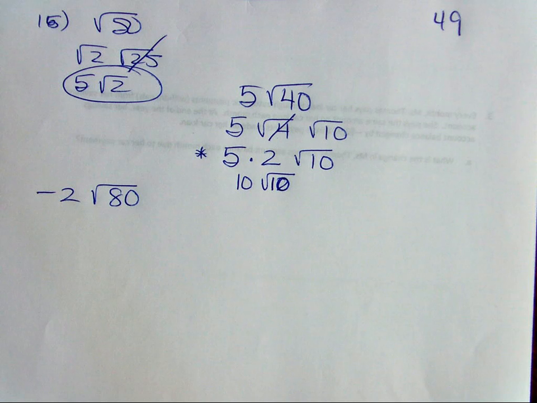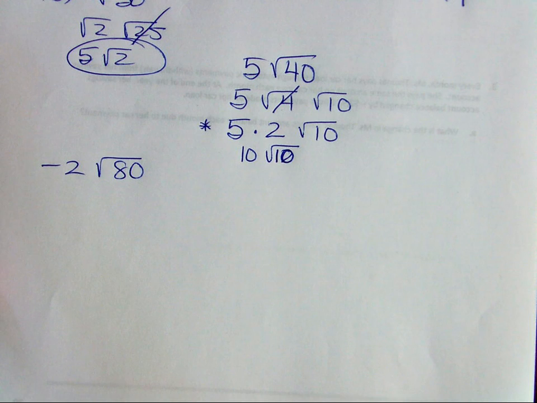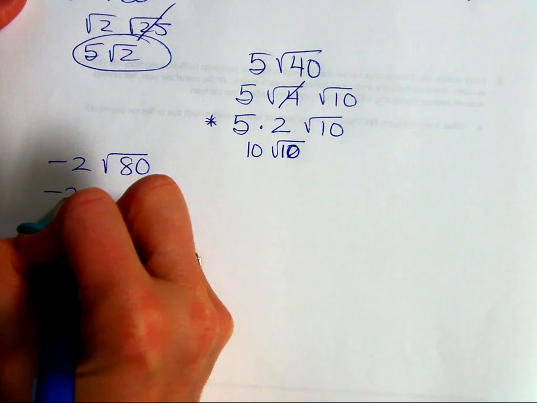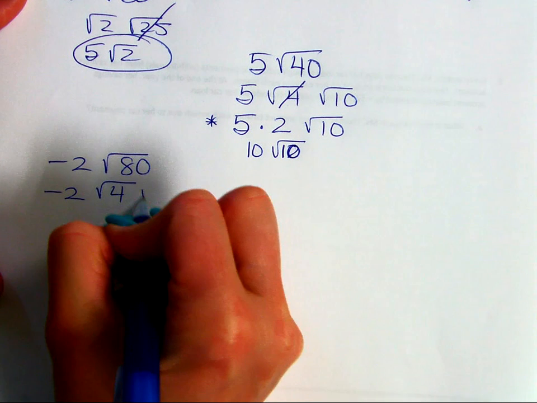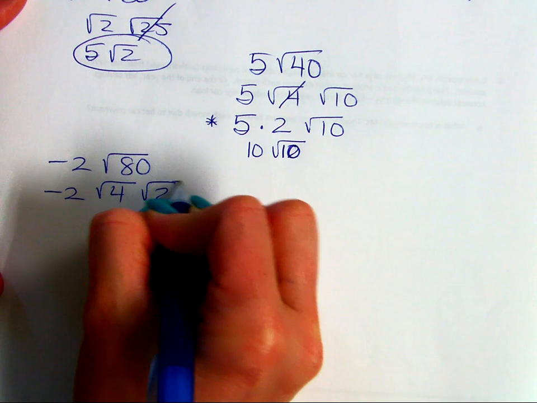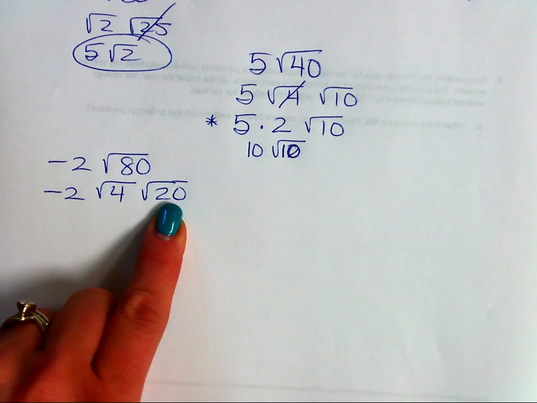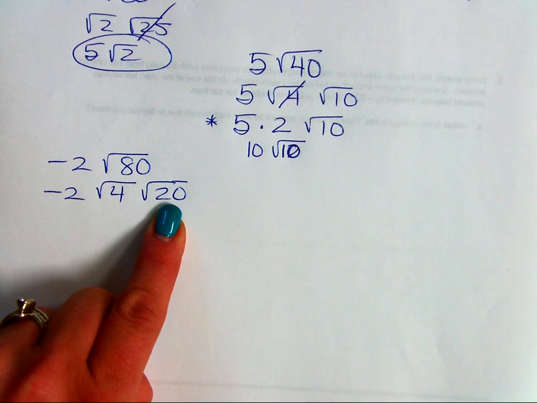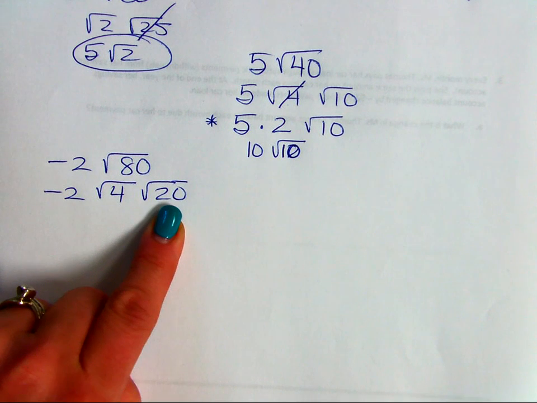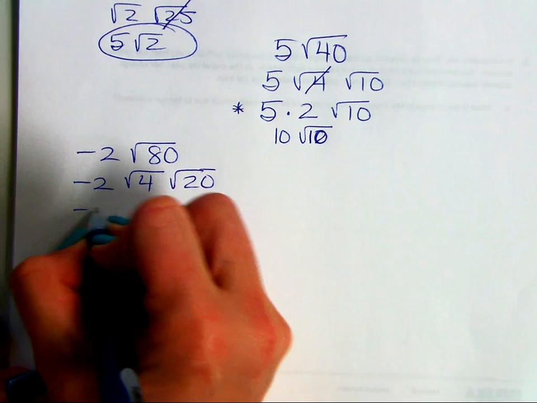If I look at 80, you probably instantly think 4 times 20. Okay? Let's just do that. It's not going to be the best way, but I'll show you in a minute. So you're going to write negative 2 and then the square root of 4 times the square root of 20. This isn't going to be the best way because once I pull that out, I still have a 20 that needs to be broken down. And if you have to break it down twice, you know you didn't find the biggest number.